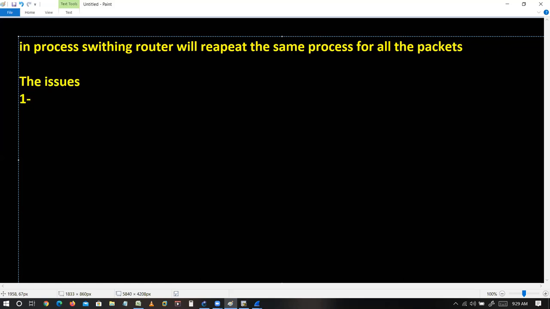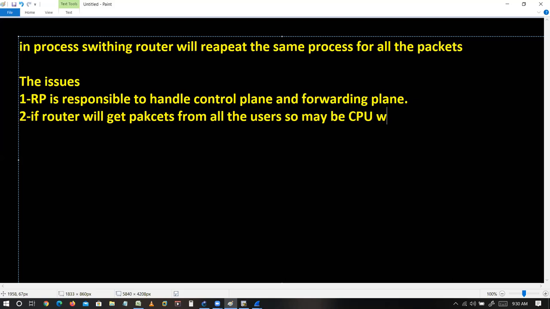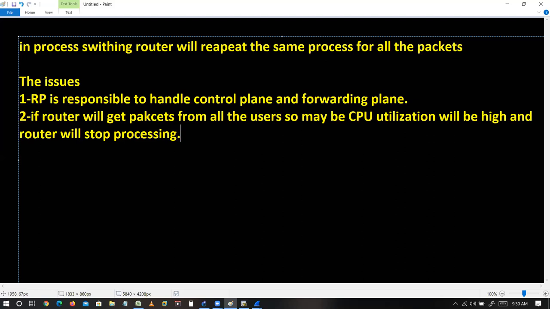The first issue is that ARP is responsible for handling the control plane and the forwarding plane. ARP was built to maintain only the control plane, but right now ARP is responsible for handling all the control plane and all the forwarding plane. So if the router gets packets from all the users, maybe CPU utilization will be high and the router will stop processing.